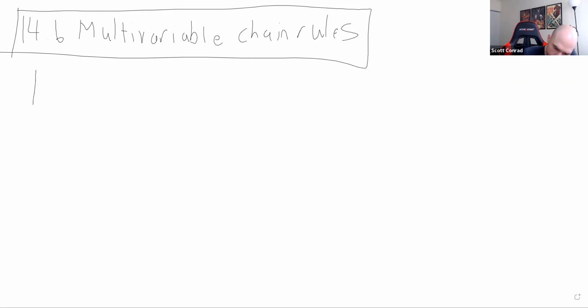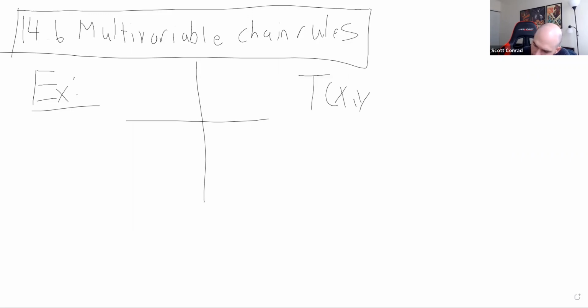So for example, suppose we have some function, let's say T of x, y. And suppose this gives you the temperature at point x, y. So you pick a point in the plane, x, y. This function gives you the temperature at that point.